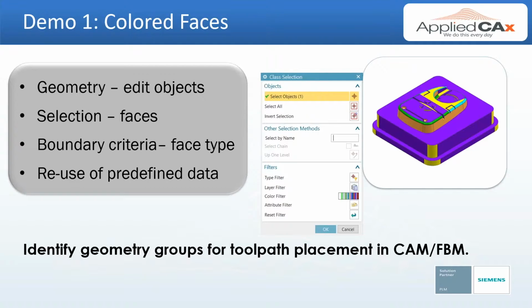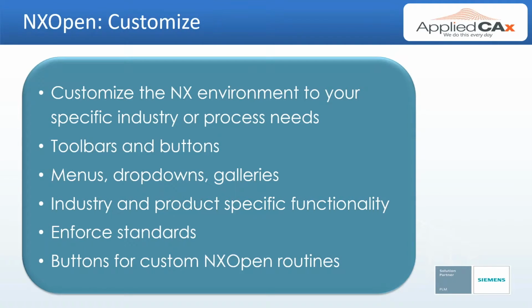What we saw in that example was that we selected geometry, edited geometry, and selected objects. We used boundary criteria, which was the face type in this case, and of course boundary criteria can be anything from length to distance, whatever it is that you're working with. We also reused predefined data. If you have common data that's used over and over, NXOpen can take advantage of that and automate your processes.